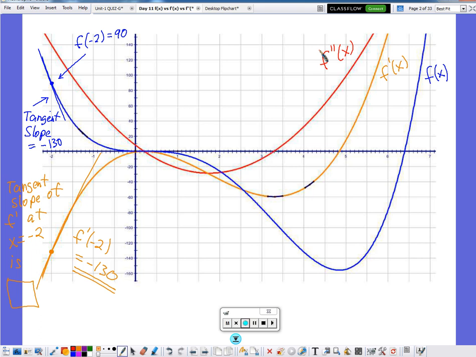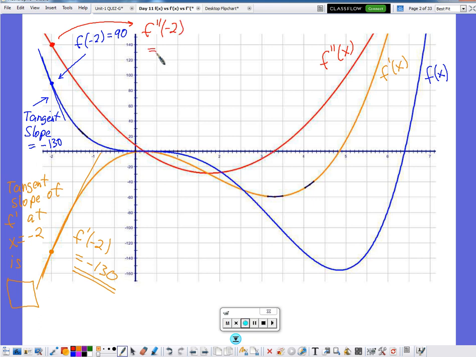So, let's see. We were answering Kenna's question. Here on f prime, at this point -2 comma -130, we have a tangent slope. We just go look at the red graph now, and we say at -2, again, just kind of qualitative here. So that's the red point. So that's f double prime of x equal -2.